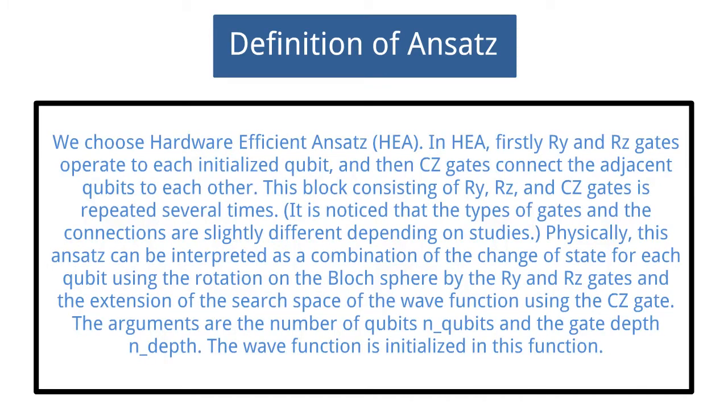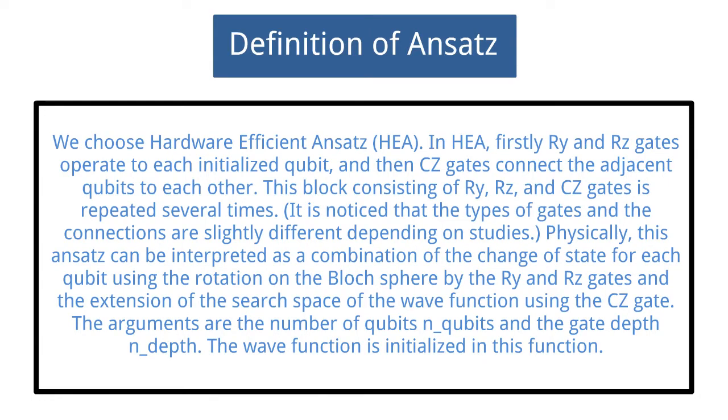Definition of Ansatz. We choose hardware-efficient Ansatz (HEA). In HEA, firstly RY and RZ gates operate to each initialized qubit, and then CZ gates connect the adjacent qubits to each other. This block consisting of RY, RZ, and CZ gates is repeated several times. It is noticed that the types of gates and the connections are slightly different depending on studies. Physically, this Ansatz can be interpreted as a combination of the change of state for each qubit using the rotation on the Bloch sphere by the RY and RZ gates and the extension of the search space of the wave function using the CZ gate.